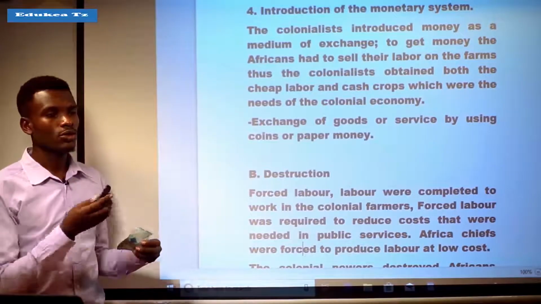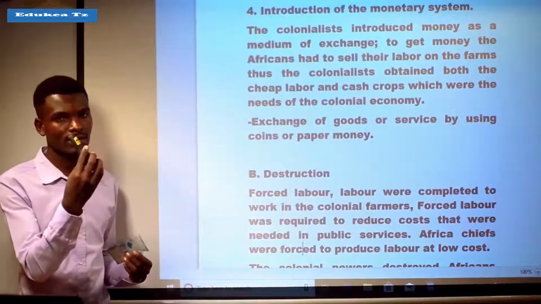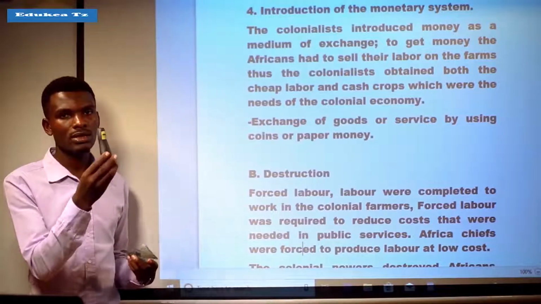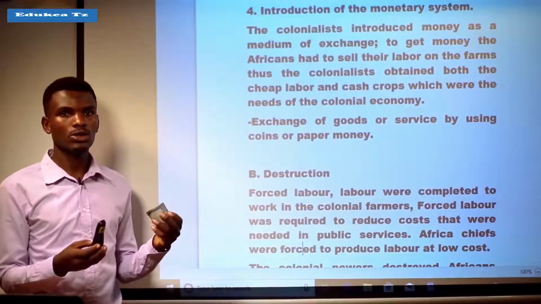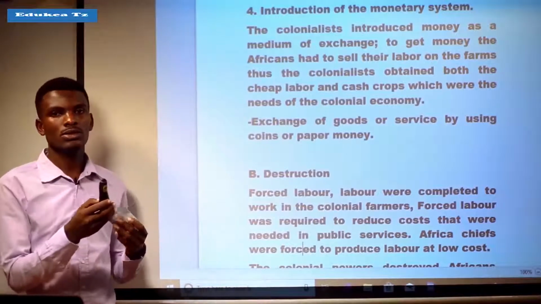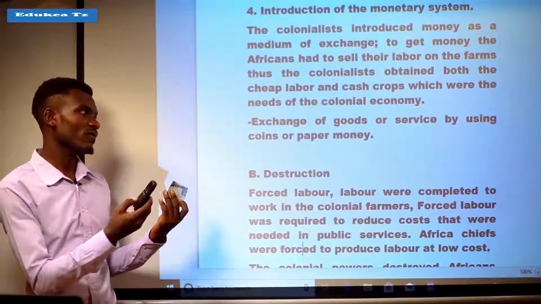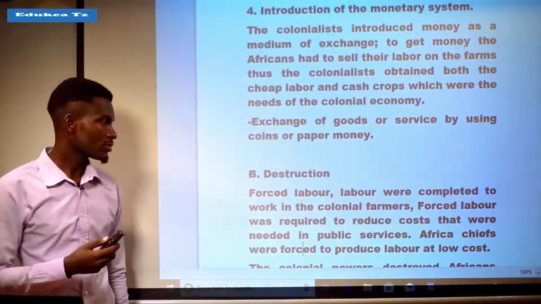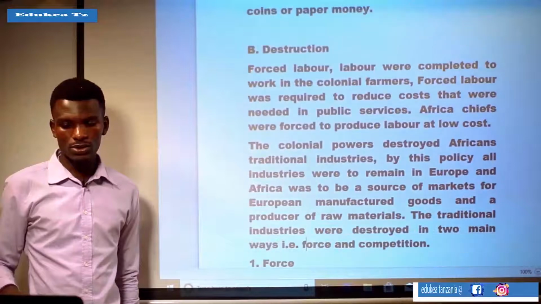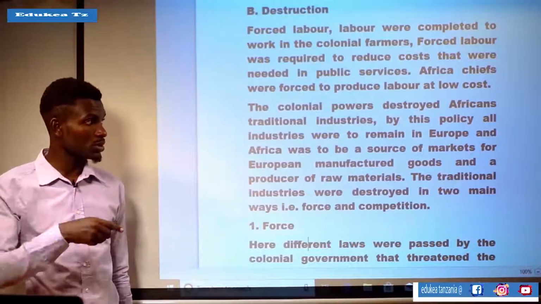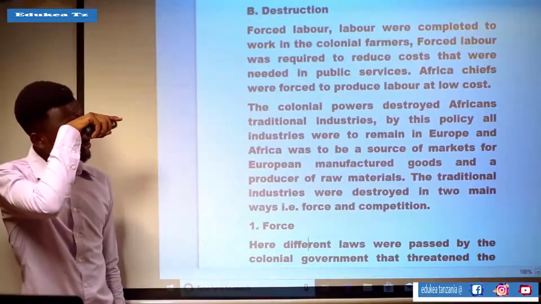It means that you go to the shop, you buy this tool or this remote, and you pay money to the seller or to the shopkeeper. So this was used as the medium of exchange. So this was method number one which was used to introduce colonial economy in Africa.